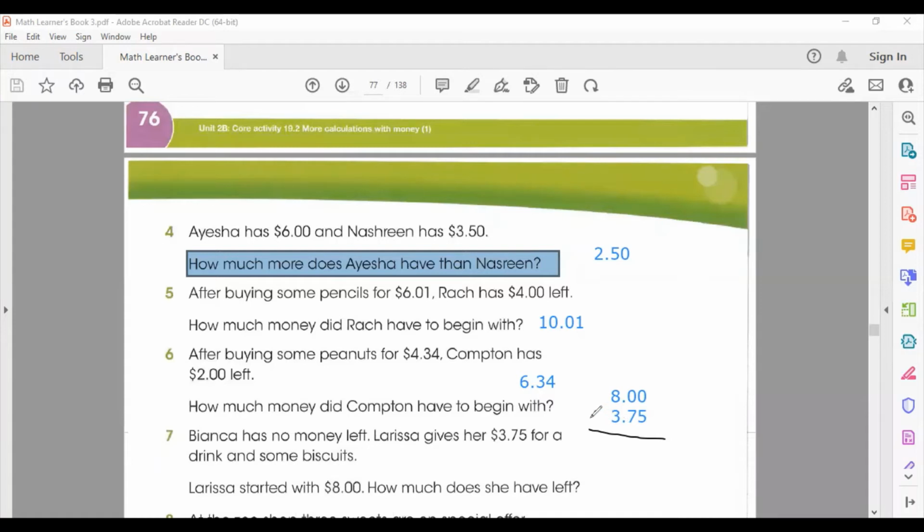0 minus 5 not possible. We cannot take one also from here. So take it one from here. It's 7 remaining. Okay, 10 change into 9, and then here 10 minus 5, bring 5 down. 9 minus 7, 2, and 7 minus 3 equals 4. So $4.25. So how much does she have left? $4.25. Question number 8.